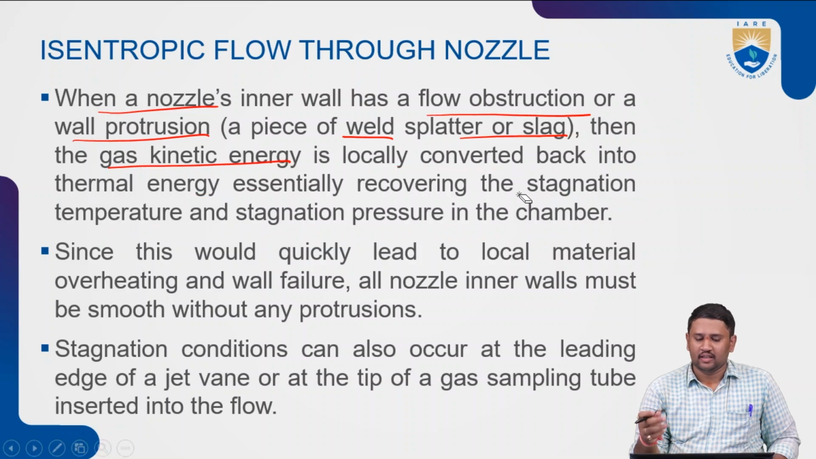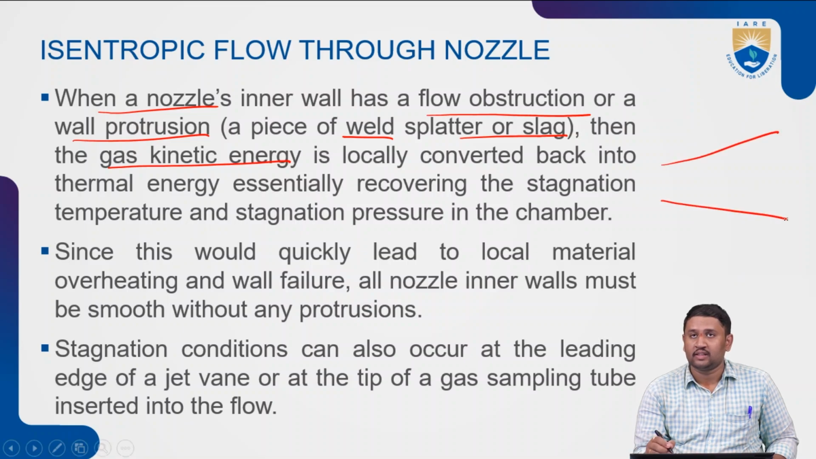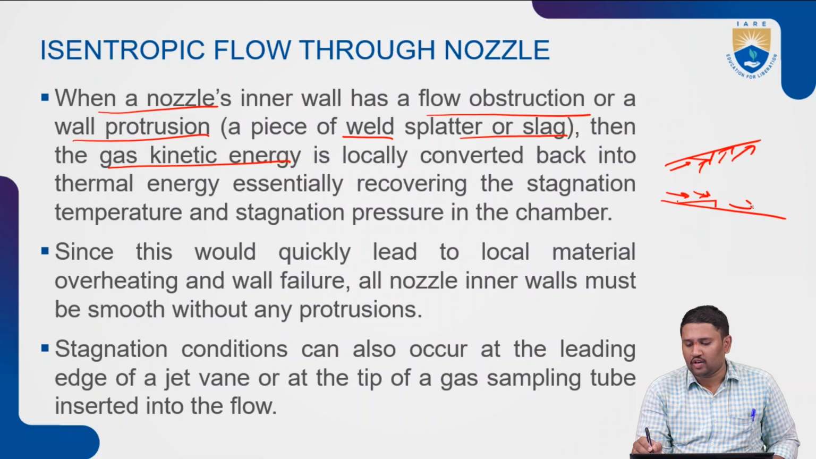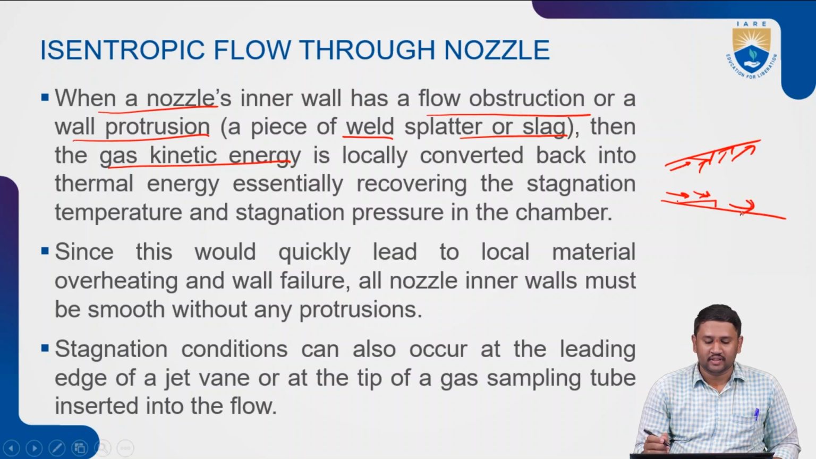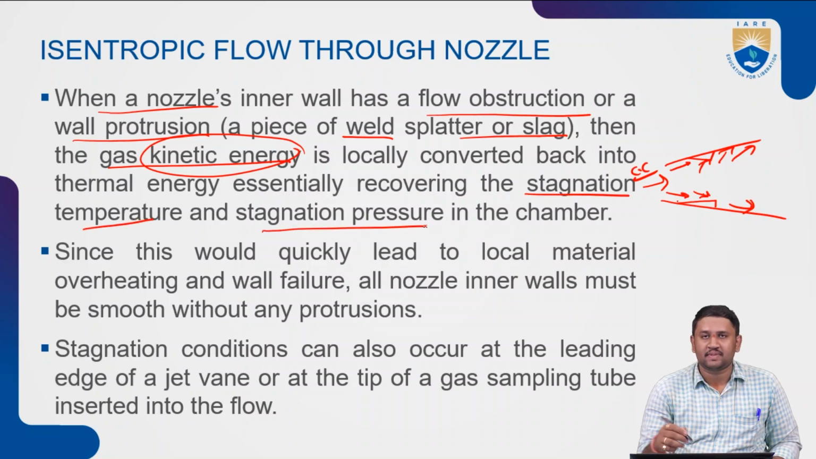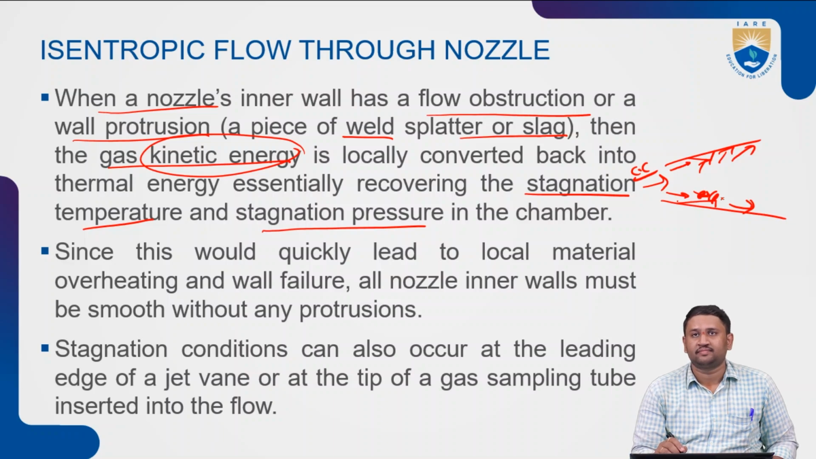So let us understand this a bit. For example, let's say this is my nozzle, and there is a small flow obstruction. It can be a small bump, a pre-placed bump, or a wall protrusion. Whatever gases are supposed to expand against the wall tend to convert the kinetic energy of the gas coming from the combustion chamber to stagnation temperature as well as stagnation pressure at this particular point.